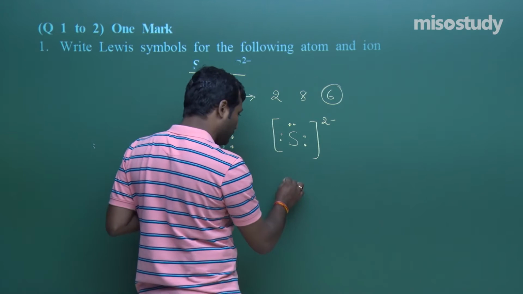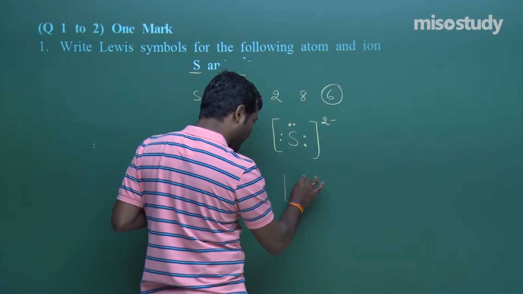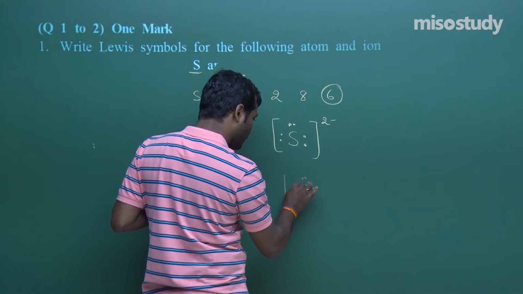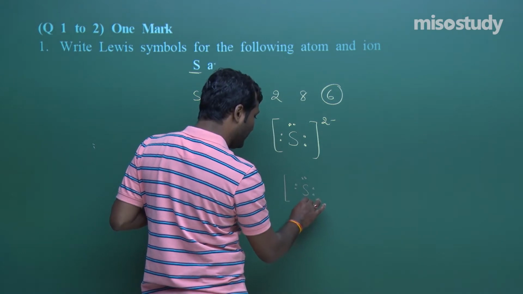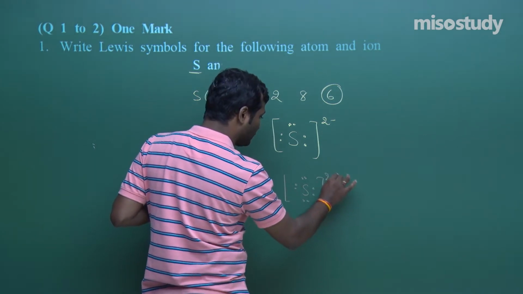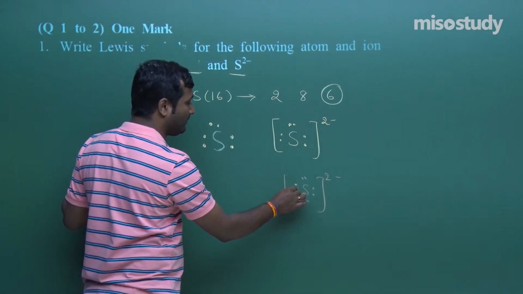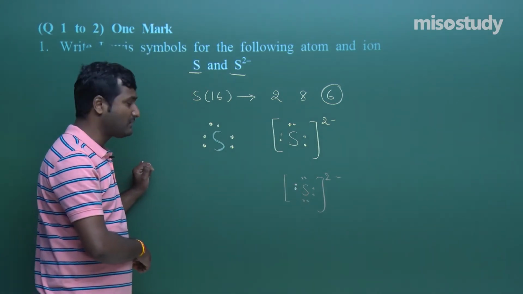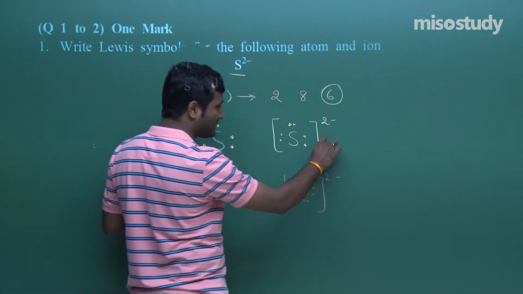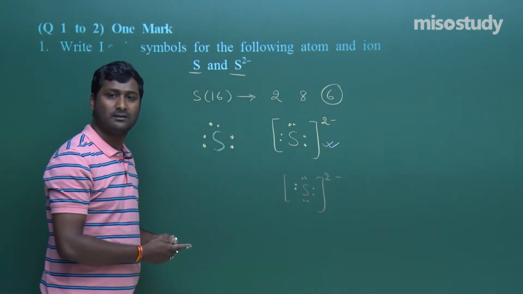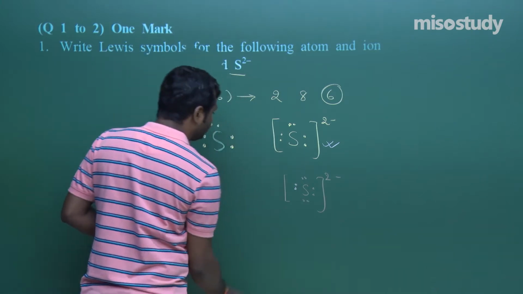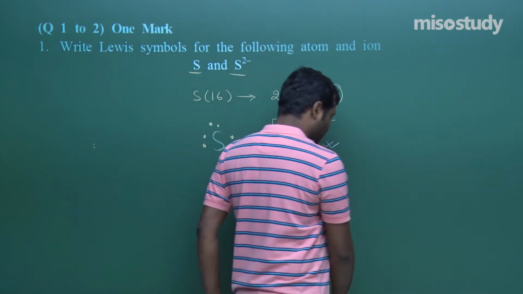Sometimes in books it is also given, they write like this: sulfur 2, 2, 4, 2, 6 and 2, 8, then the 2 electrons. It shows that it is in a bonding pair. This is sometimes written, but it is not a true explanation. The best explanation is this one. Clear to you? Now let's move to the next question, my friend.